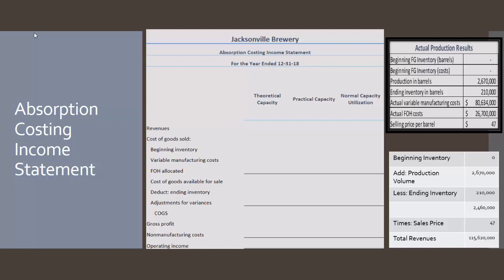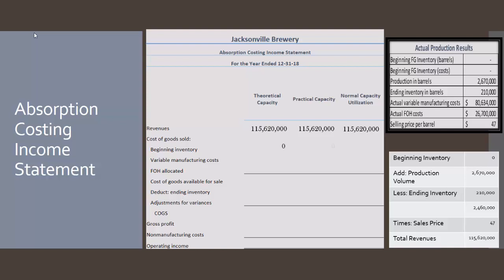Our beginning inventory was 0, but we produced 2,670,000 barrels during the year. However, we had 210,000 of those left at the end. So it's safe to say that we sold 2,460,000 barrels during the year, and if we sold them at a sales price of $47, we got total revenues of $115,620,000. And this doesn't change based on what capacity we use, so we're good. We're going to report that for revenues on our income statement regardless of what capacity we choose.